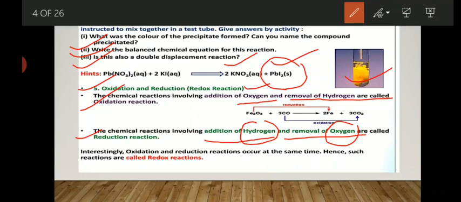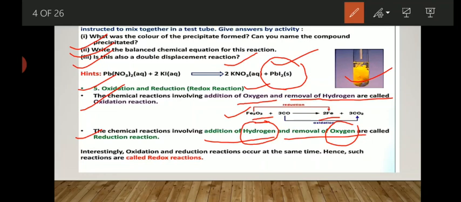Whenever these two reactions take place simultaneously, that type of reaction is known as a redox reaction. You will understand with this reaction: when ferric oxide reacts with carbon monoxide, it gives you iron plus carbon dioxide. In ferric oxide, the number of oxygen atoms is 3 on the reactant side. But on the product side, along with iron, no oxygen is present. It means that here removal of oxygen takes place, and whenever there is removal of oxygen, the process is said to be a reduction process.